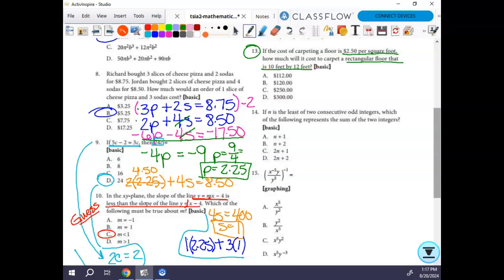And that's where these questions can sometimes be a little bit weird and difficult. But this one, if I just multiply these two, I get 120 square feet, right? And it's 250 per square foot. So if I multiply 250 by 120, I get 300, so good job.